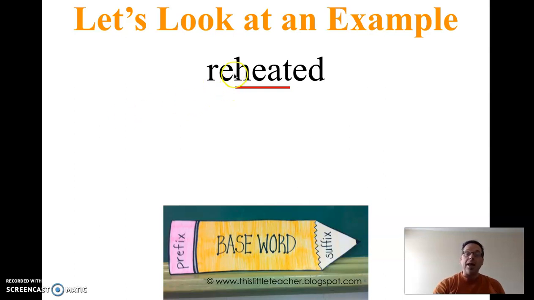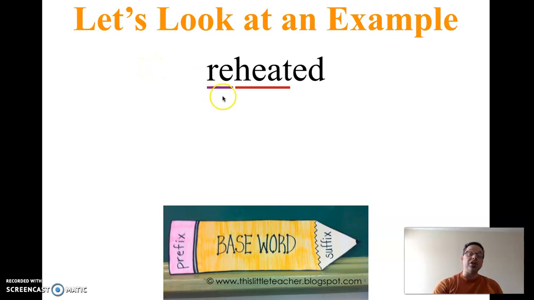But we can also add a prefix. So the prefix re. So if I reheat something, imagine that I made my lunch tomorrow. Then I had a lot of it left over, so I wanted to finish it for dinner. I might reheat it in the microwave. To heat again. Re means again.